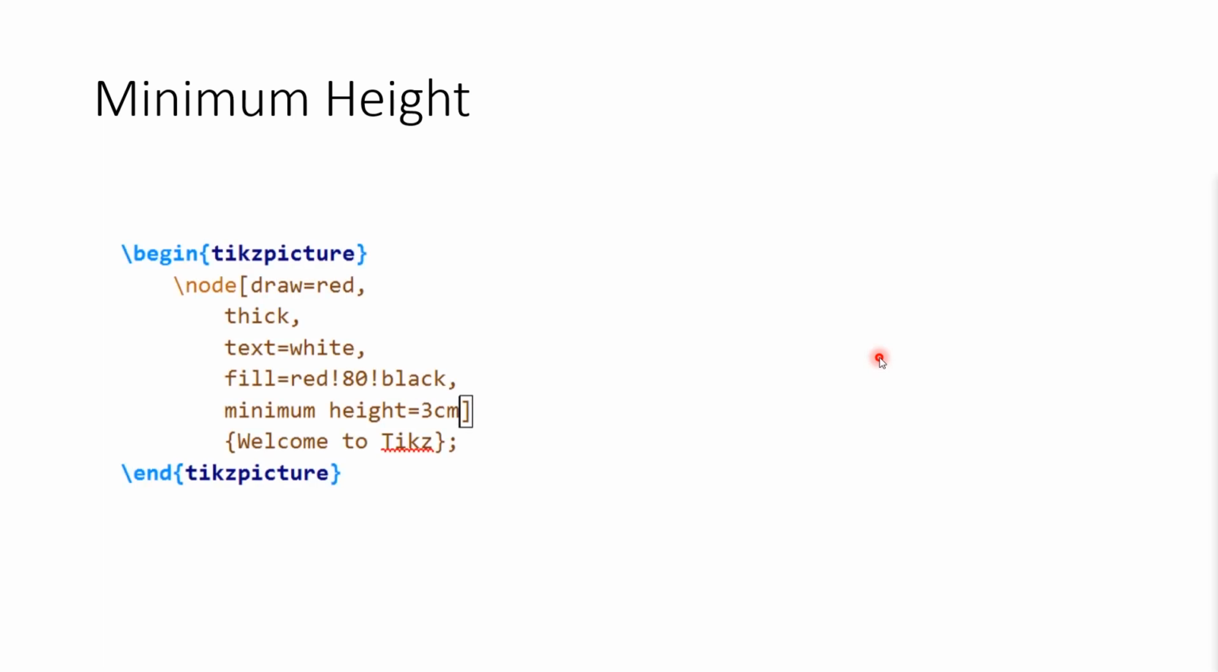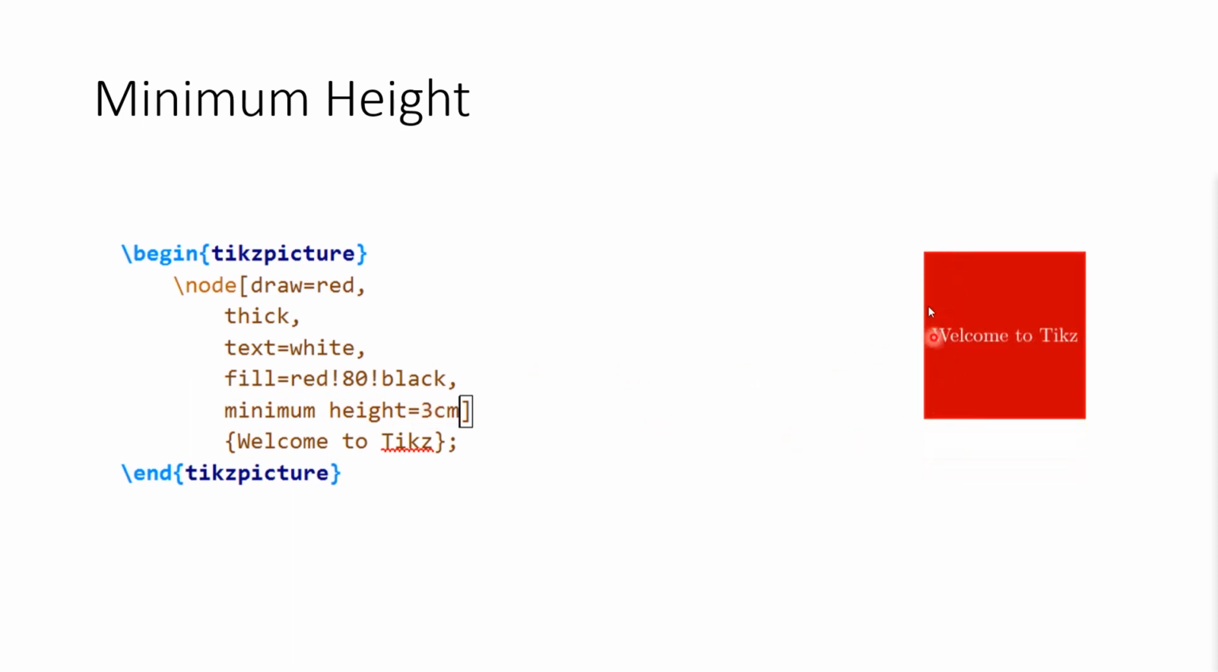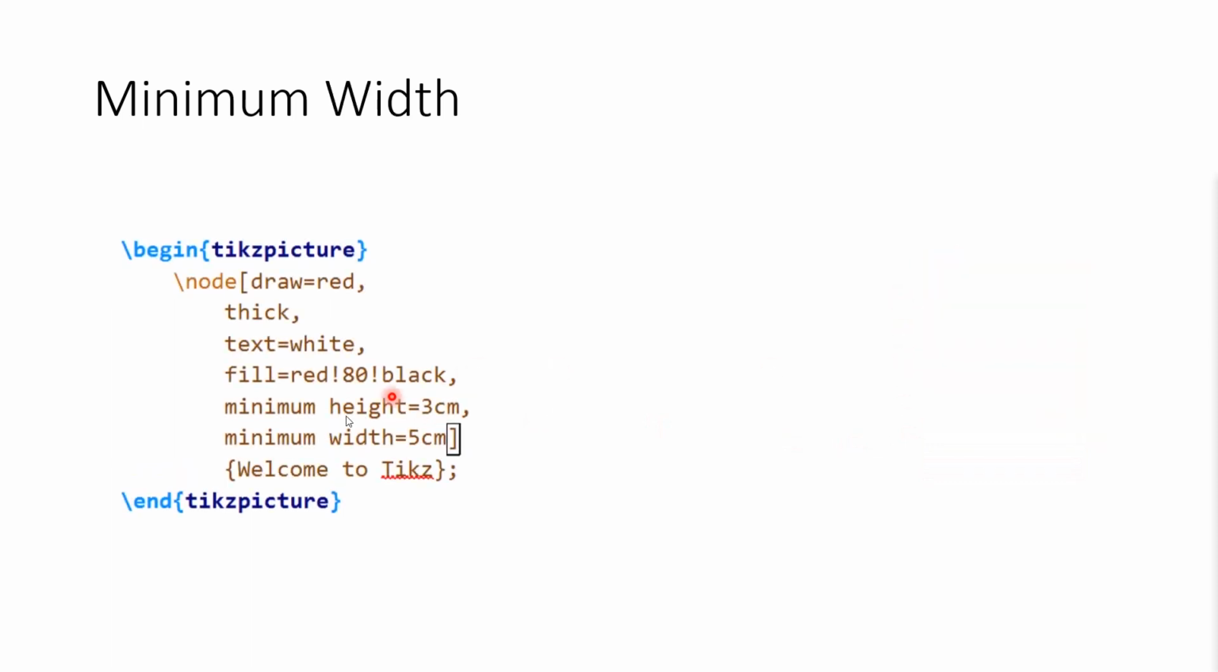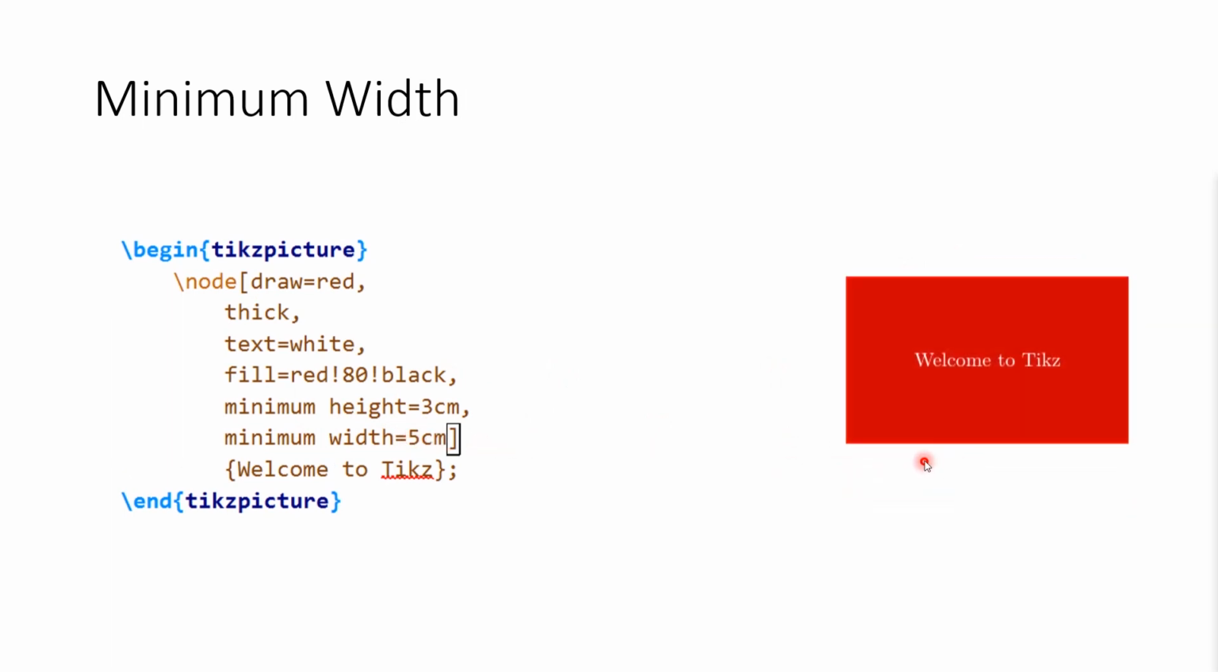How to specify minimum height? Give the option minimum height=3cm, or any other value, 2cm. The minimum height is 3 cm. Similarly, minimum width=5cm. The node minimum width is 5 cm.